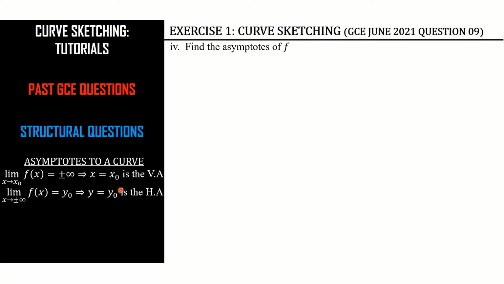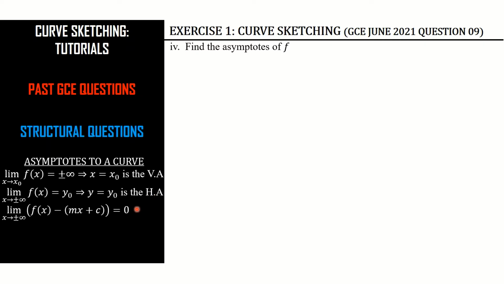Now let's talk about the horizontal asymptote. The horizontal asymptote is gotten by looking for the limit of the function at plus or minus infinity. So if the limit as x tends to plus infinity of my function f is equal to a constant, or the limit as x tends to negative infinity of my function is a constant, then the line y equal to that constant is the horizontal asymptote.